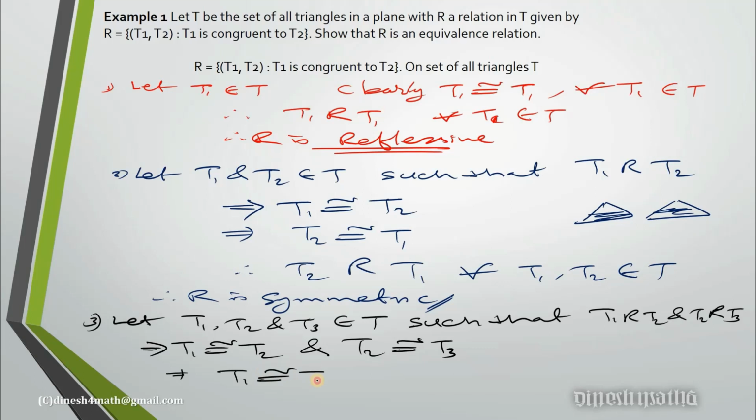T1 is congruent to T3 because T1 and T2 are of the same size and same shape, and T2 and T3 are also of the same size and same shape. So clearly T1 is congruent to T3. So that gives T1 related to T3 for every T1, T2, T3 in the given set T. So therefore R is a transitive relation. Now from these three conditions, from 1, 2 and 3, that relationship is an equivalence relation.